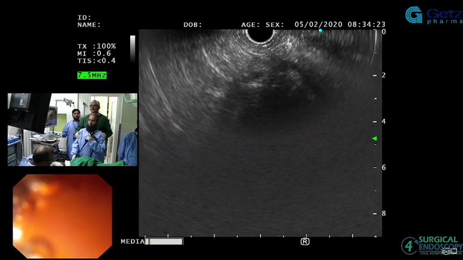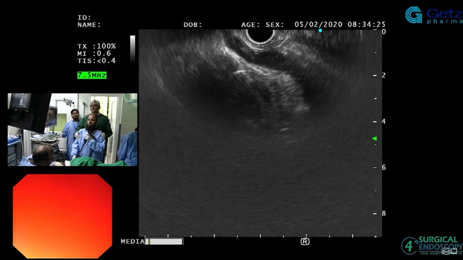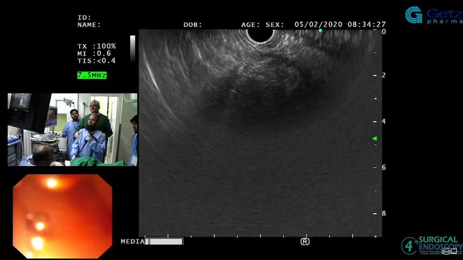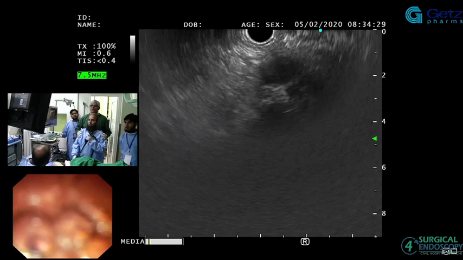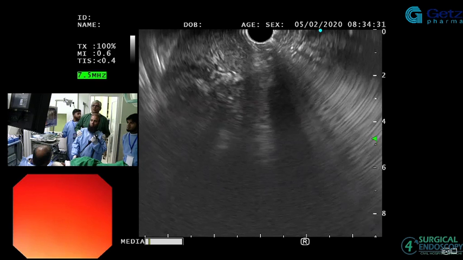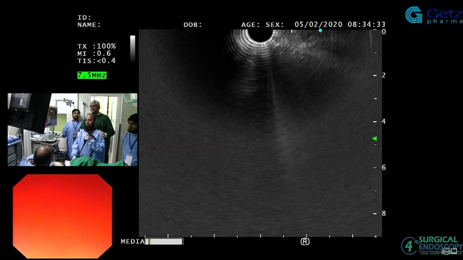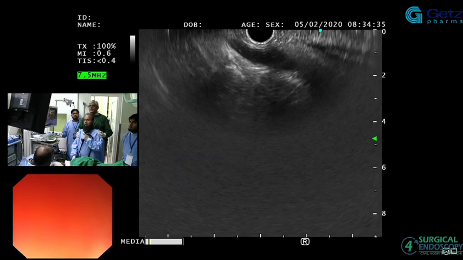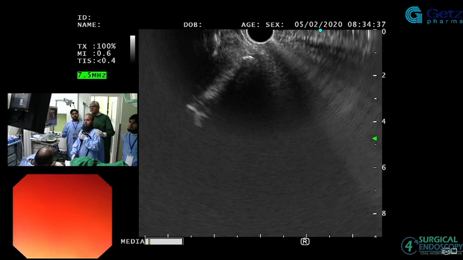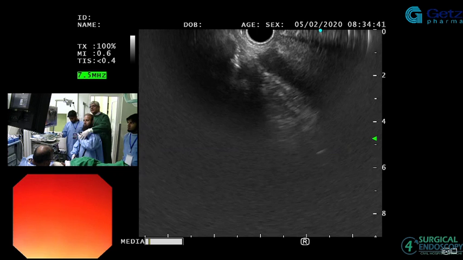The IVC is compressible. Go more anti-clock, you've got the right kidney. Now you're not doing anything, you're just moving your hands, your shoulder. You've got the aorta, right? Keep going. You've got one of the ducts right there. So you see the ducts.